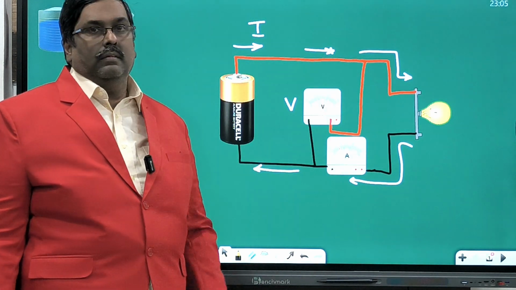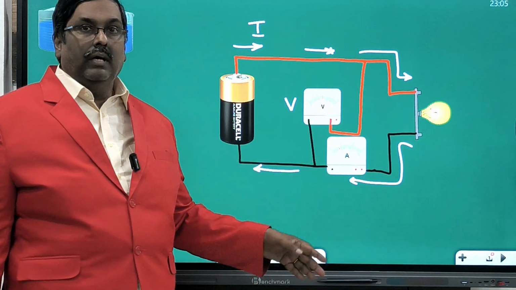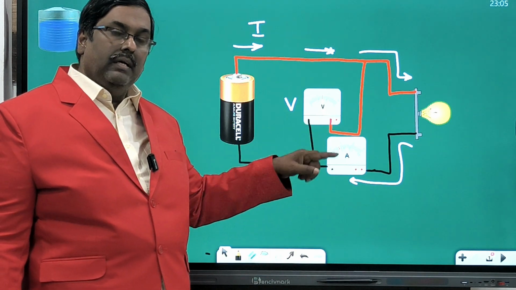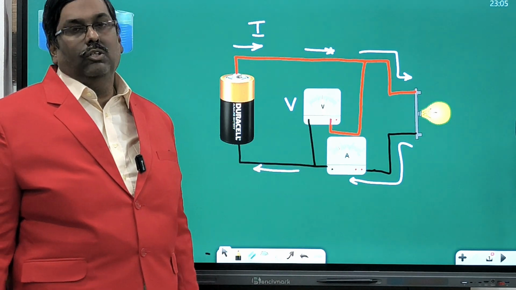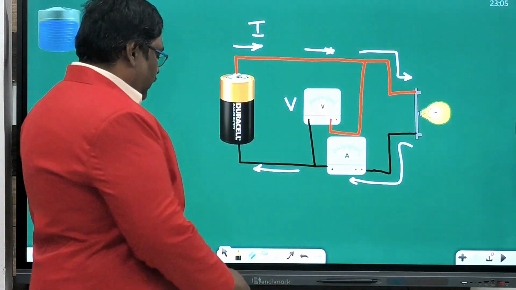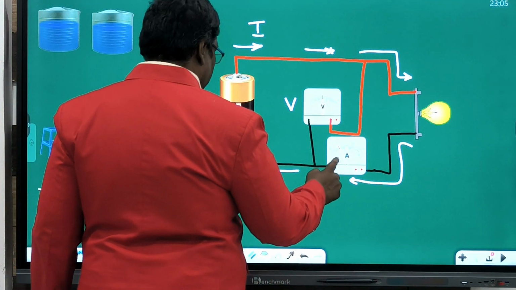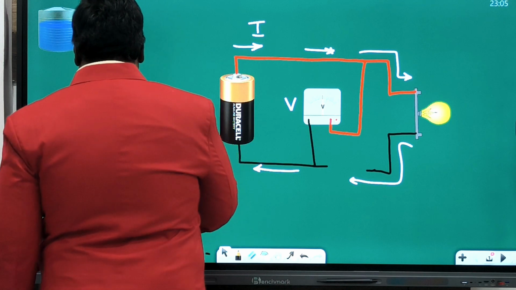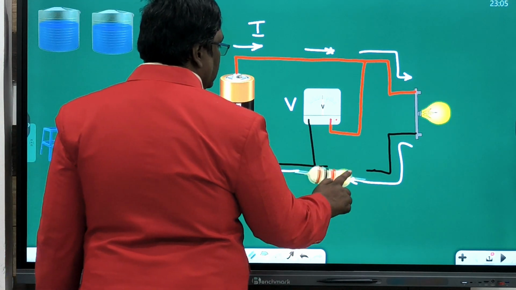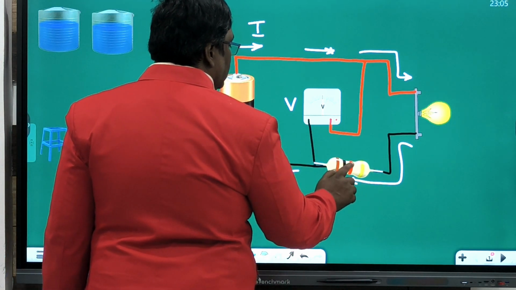Then what is this? So I will remove this. I will measure the same current amount with the voltmeter, then I will show you what this is. Okay, so now I will remove this. I am going to use one resistance. You know what is meant by resistance?